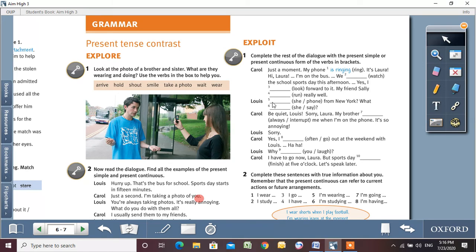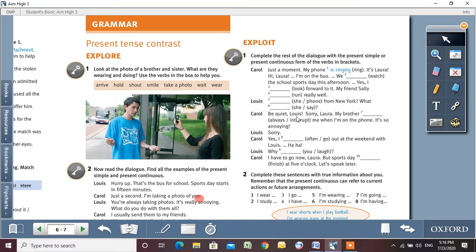Is she phoning? Because it's a question. Number 5, it's a question. You see the question mark? So, is she phoning from New York? Number 6. What? Again, it's a WH question. What is she saying?